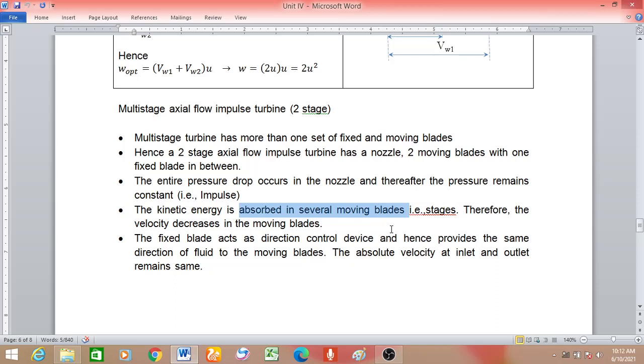So here we are having several moving blades, namely stages. In the first stage some part of the kinetic energy will be absorbed, and in the second stage also some part of the kinetic energy will be absorbed. Therefore the velocity has to decrease in the moving blade. Remember, pressure will remain constant since it is an impulse machine, and velocity is going to decrease along the moving blades. About the fixed blade, I have already told you, it is nothing but a direction control device. It will provide the same direction of fluid to the moving blades. So that means the first set of moving blades and the second set of moving blades will receive the fluid in the same direction.